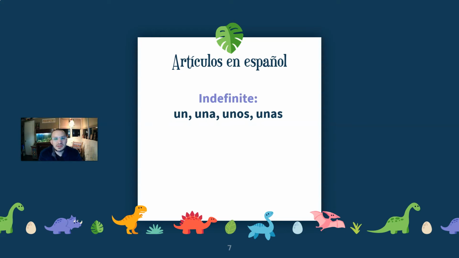People usually put the definite articles first and then the indefinite articles, but it doesn't matter. The indefinite articles, un, una, unos, y unas. Okay, so we have singular masculine, singular feminine, plural masculine, and plural feminine. That means that whatever person, place, or thing that you put after each one of these articles, it has to match the article in terms of gender and number.